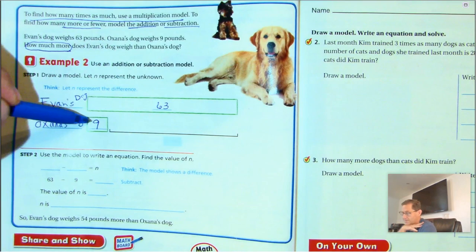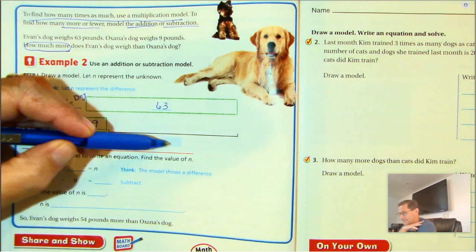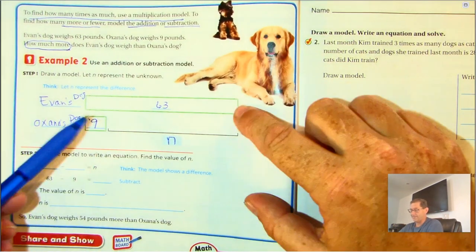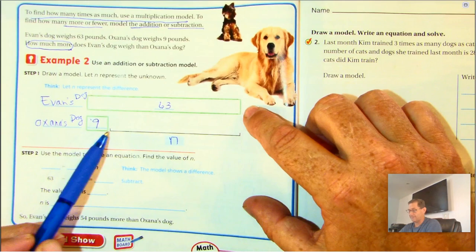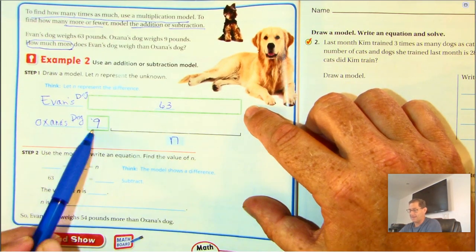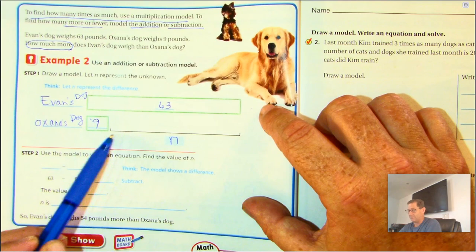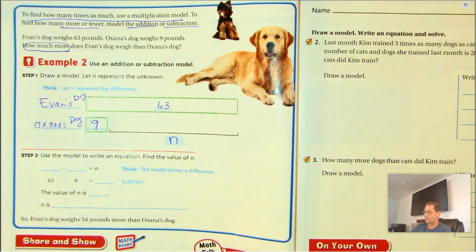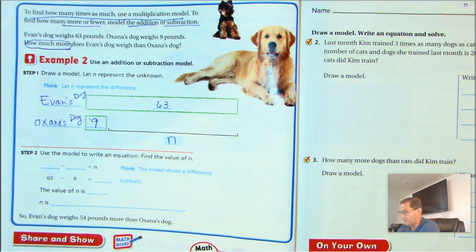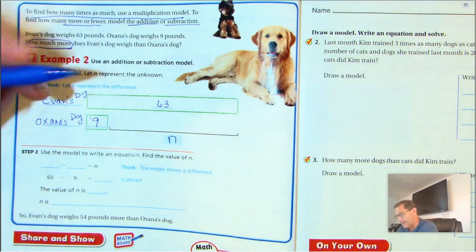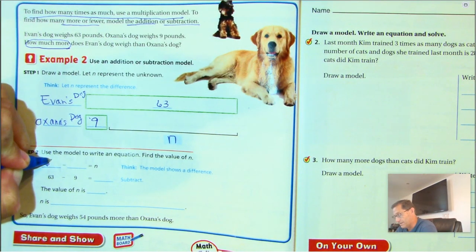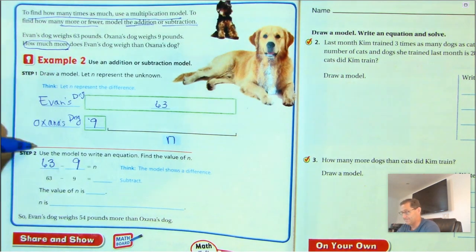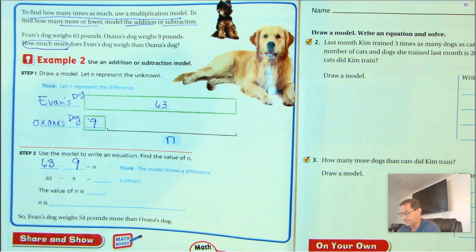So if those are the known pieces of information, what's this box? This has to be the unknown. We want to know what is the difference between this box, the 63 box, and the 9 box. What is the distance here? What would you have to add to the 9 to get these two boxes to equal each other? And so we're going to now model this equation, and we're going to find the value of n. So we know that Evan's dog is more. So we're going to put 63, and then we're going to take away the 9, and that should tell us what that missing number is.